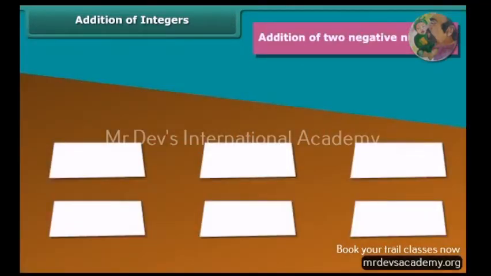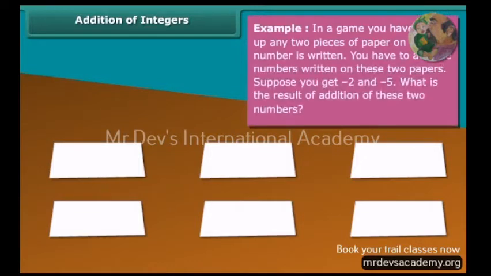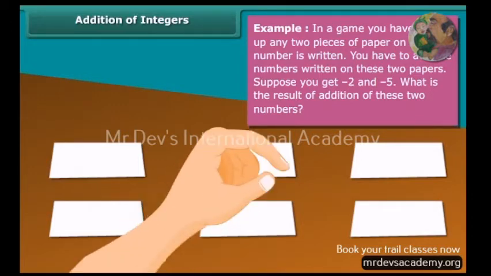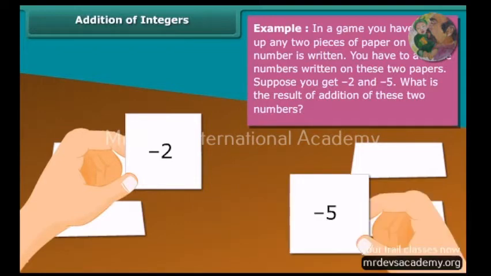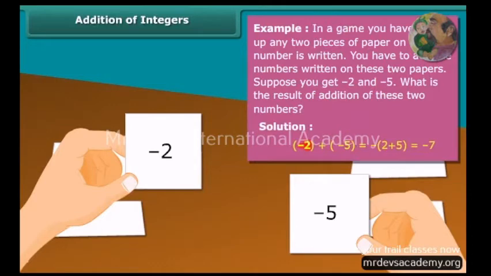Addition of two negative numbers. Example. In a game, you have to pick up any 2 pieces of paper on which a number is written. You have to add the numbers written on these 2 papers. Suppose you get -2 and -5. What is the result of addition of these 2 numbers? -2 plus -5 is equal to -(2 plus 5), which equals -7.